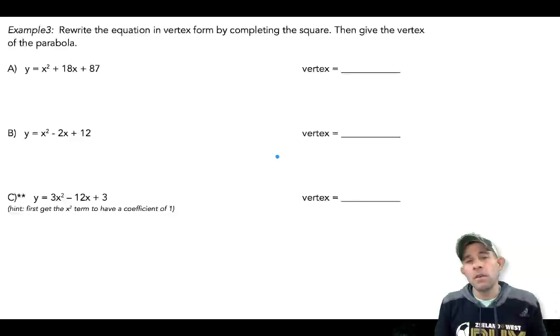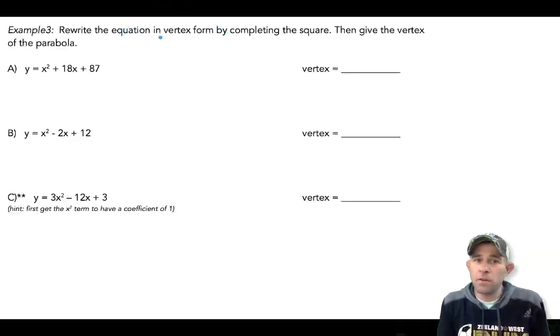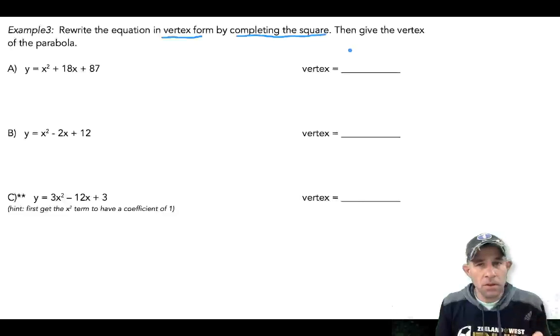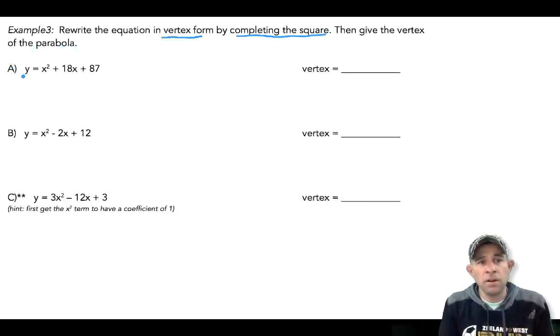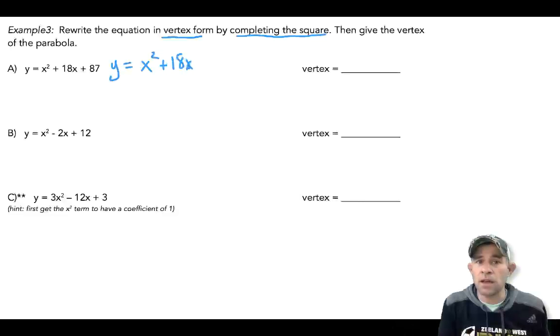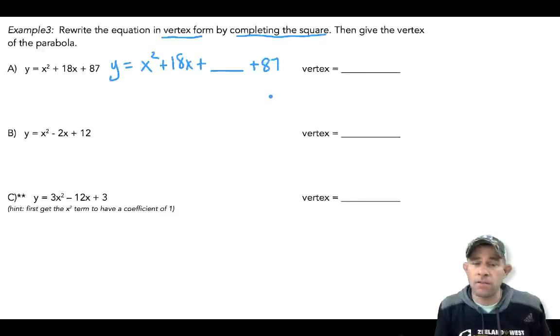In example 3, we're asked to rewrite the equation in vertex form by using this strategy, completing the square. However, these examples are going to be a little bit more difficult because we're starting off with the standard form of a quadratic equation. So in order to use this strategy, we're going to rewrite this first line, y equals x squared plus 18x plus, and then we're going to leave a little blank spot there, because that's going to be used for our perfect square trinomial. And then we'll add in our 87.